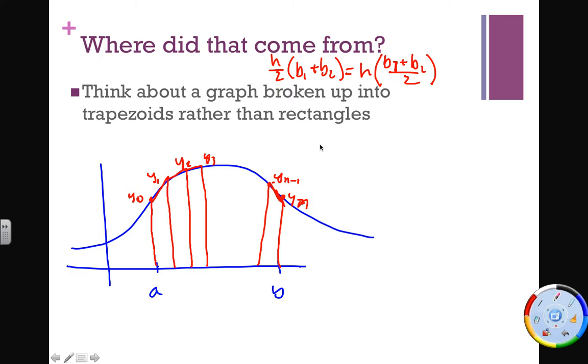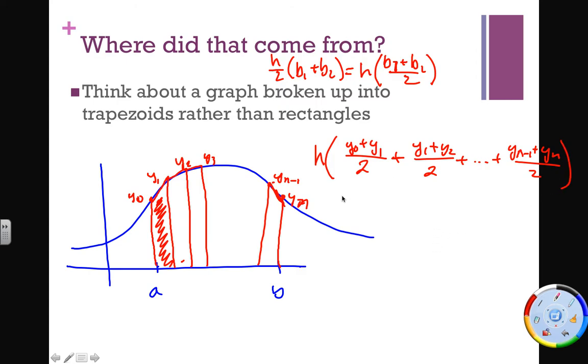So I could say it's actually h times, well, base 1, that would be the height here, that would be y sub 0. Y sub 0 plus y sub 1 over 2, that would be my first trapezoid, right? I'm going to add the next trapezoid. Notice I'm going to reuse the y sub 1: y sub 1 plus y sub 2 over 2, plus so on and so forth all the way down to y sub n minus 1 plus y sub n, all over 2.